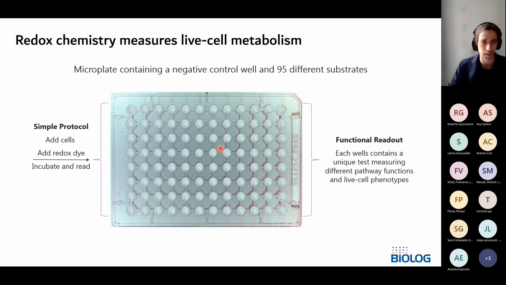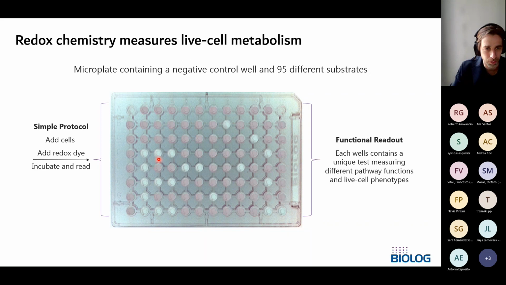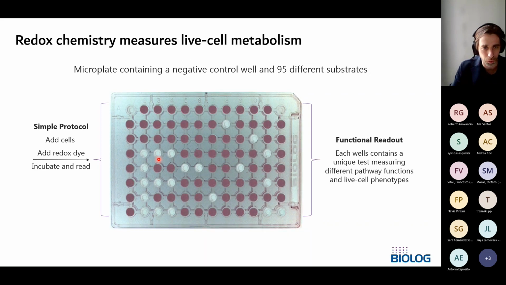And the way you visualize the metabolic activity is through a probe that is a redox dye, essentially. If the cells in the well are active, they will produce a purple color that is visible by human eyes, and it can also be measured. And this reaction will, as you see in the animation here, happen over time.